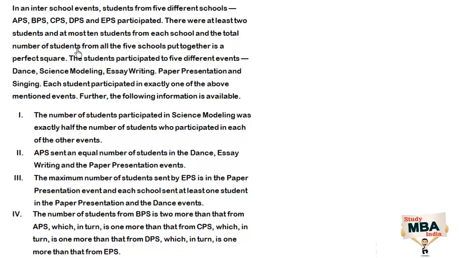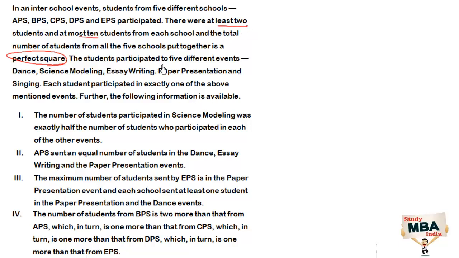Now in this set it says that in an inter-school event, students from 5 different schools, that is APS, BPS, CPS, TPS and EPS, are participating, and there were at least 2 students and at most 10 students from each school, and the total number of students from all the 5 schools put together is a perfect square. So this is a very important information. The total number of students is a perfect square, and from each school there are at least 2 students participating and at the most 10 students are participating.